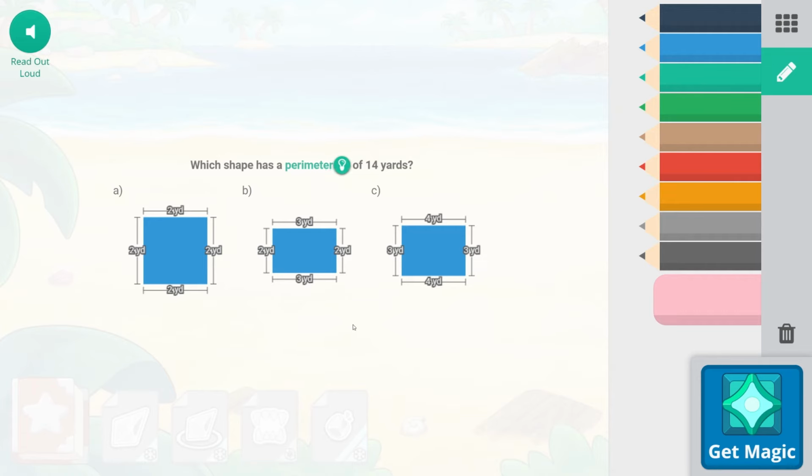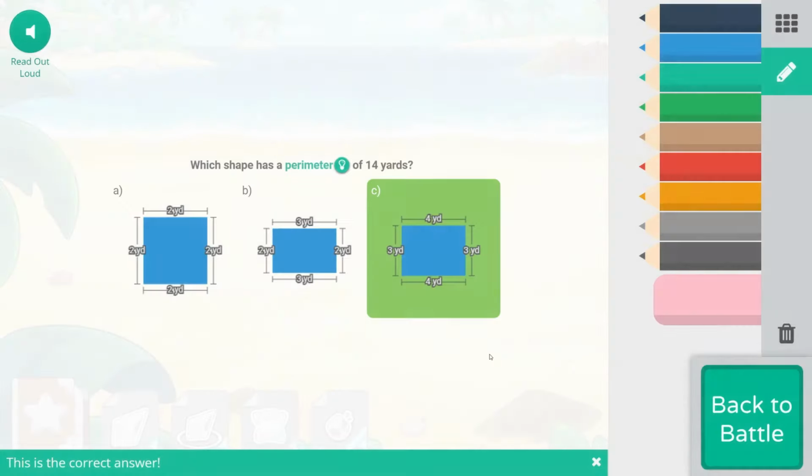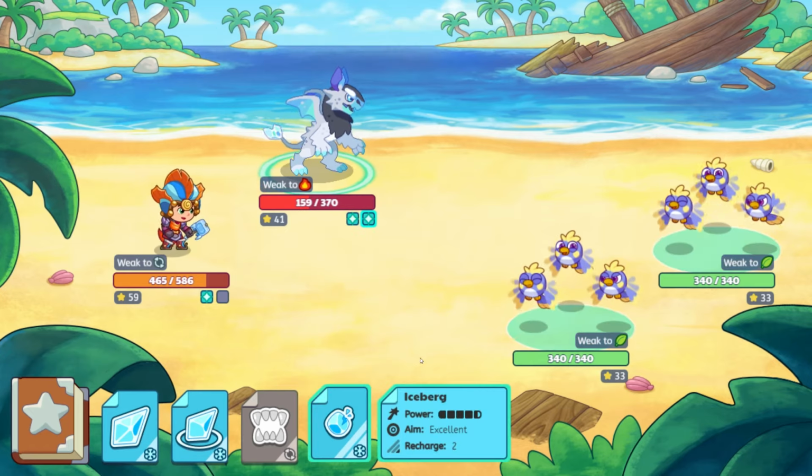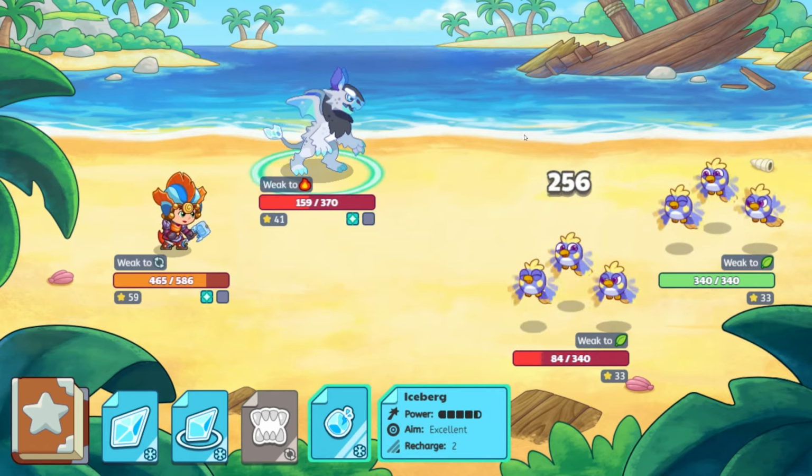All right, so 14 yards is going to be 8 plus 6, 14. That's going to be what that is. This is 10, 6 plus 4. This is 8, 2 times 4. So there we go. And I don't know if Iceberg's going to finish it off, but it should pack a punch. It did pack a punch.